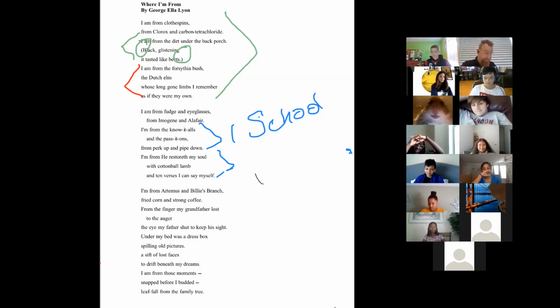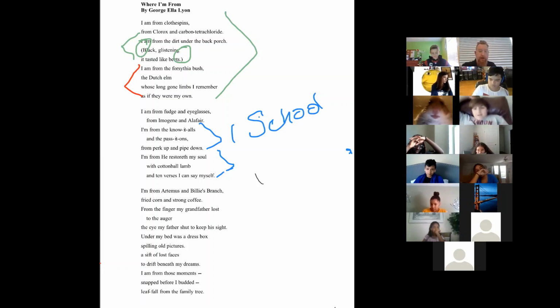The next three lines. "I am from He Restoreth My Soul, with Cotton Ball Lamb and ten verses I can say myself." What is she talking about here? Anybody? Church is what Adam suggests. I think that seems fair.